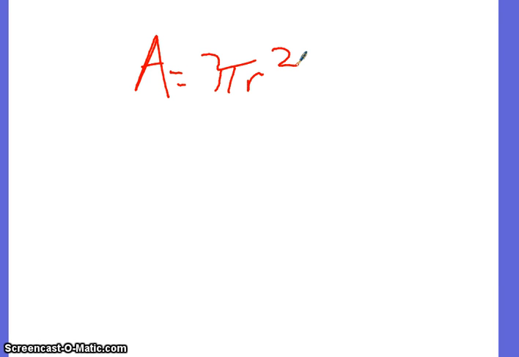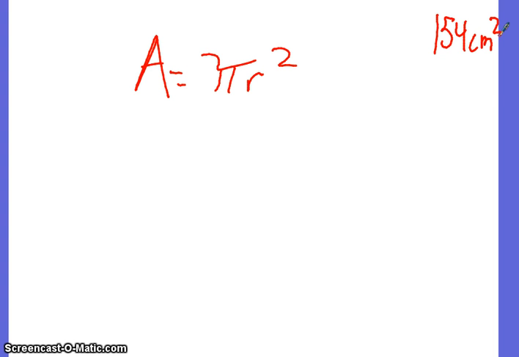A equals pi r squared. What's that one? Area equals pi times radius squared. But area of what? Area of a circle. Okay? We know the area of the circle. The area of a circle is going to be 154 square centimeters. I just gave it to you, didn't I? Okay, so it's going to be 154.